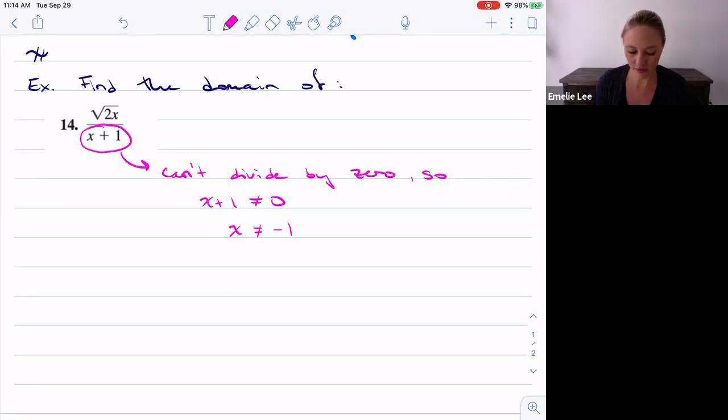So if x is -1, then I would be dividing by 0. -1 plus 1 is 0, then I'd be dividing by 0. So in my domain, I cannot have x equals -1.